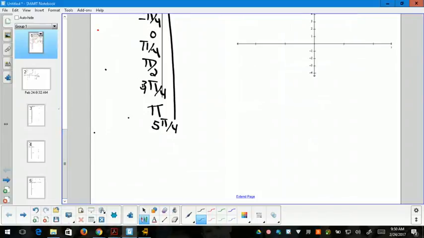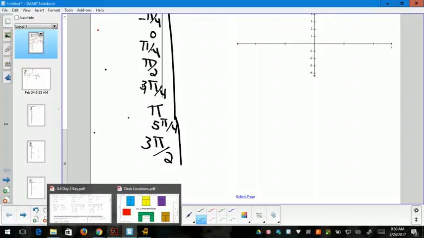Why am I doing a bigger table this time? So I can get 2 full periods.